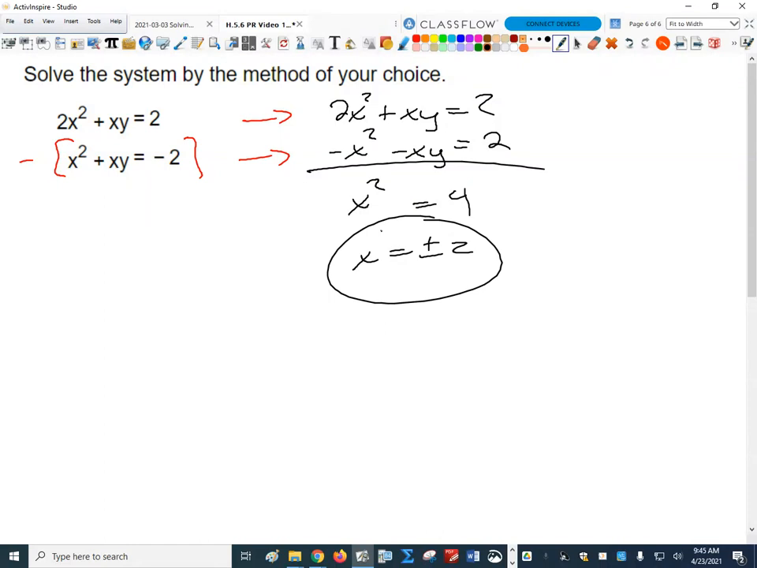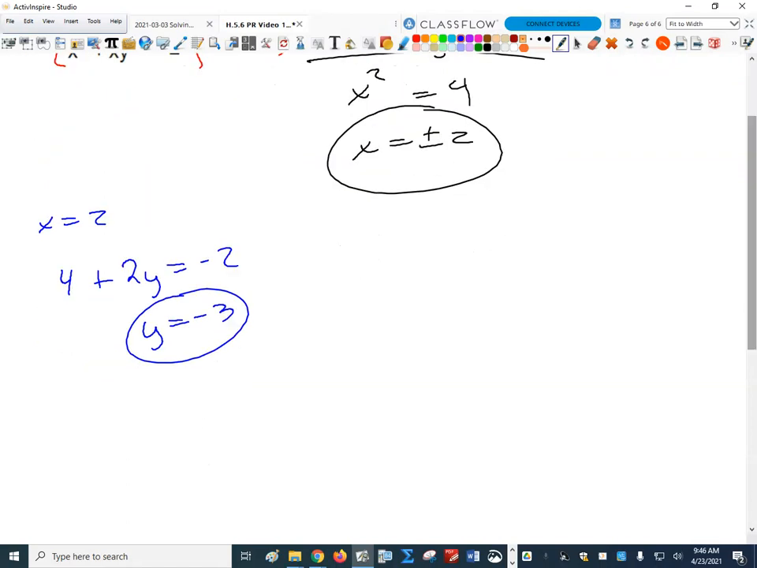And then I would have to test both of those, wouldn't I? I'd plug those back in. So if I take x equals 2, and let's just use that original bottom equation. If x equals 2, that's going to give me 4 plus 2y equals negative 2. Subtract 4 and divide by 2 and get y equals negative 3, right? So then we get the ordered pair there, 2, negative 3. There's one solution.